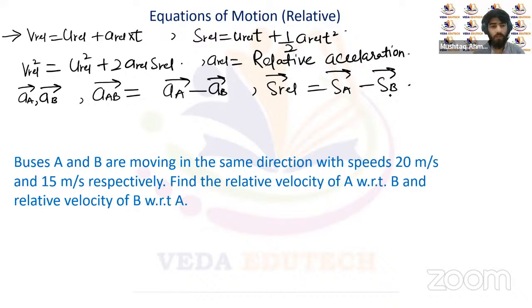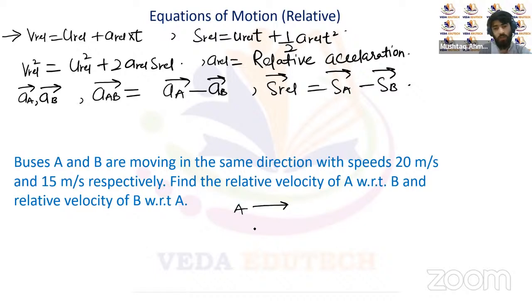Let's discuss this simple problem here. Simple illustration: buses A and B are moving in the same direction with speeds 20 meter per second and 15 meter per second respectively. Find the relative velocity of A with respect to B, and the relative velocity of B with respect to A. So A and B are moving in the same direction.